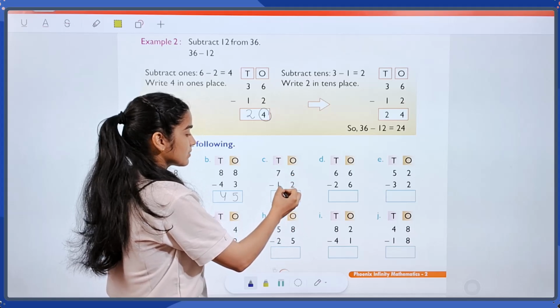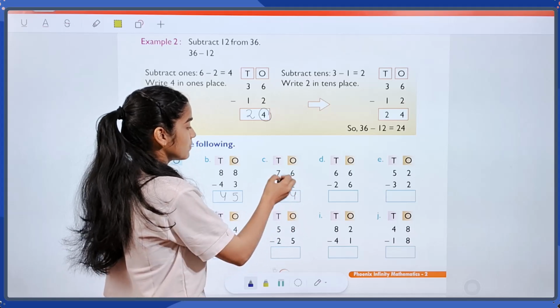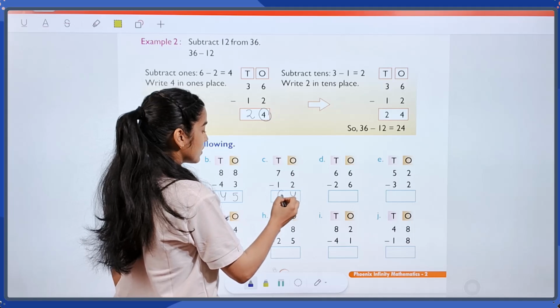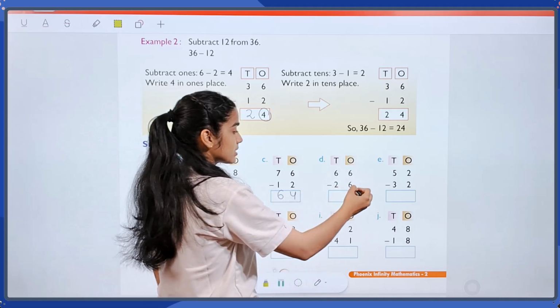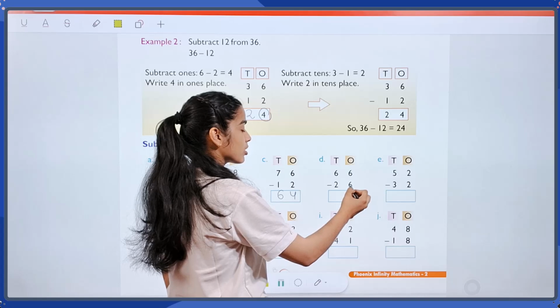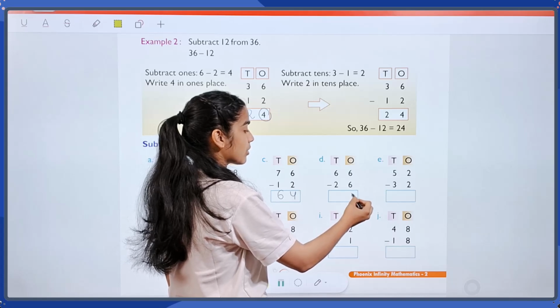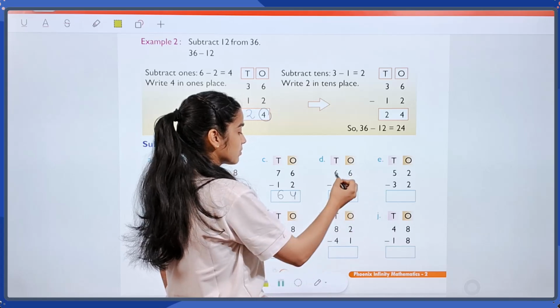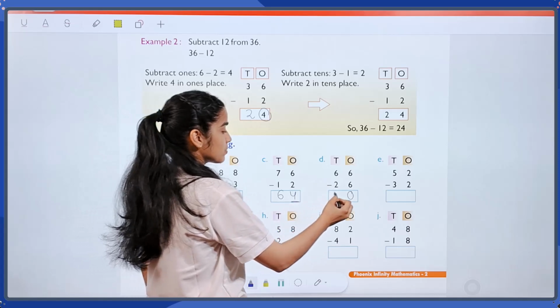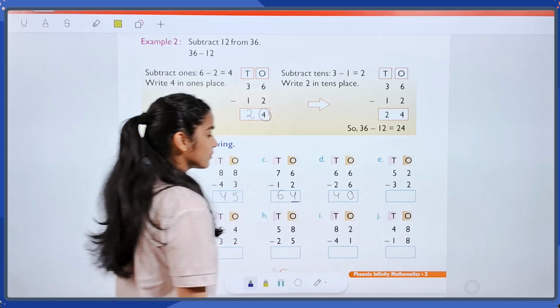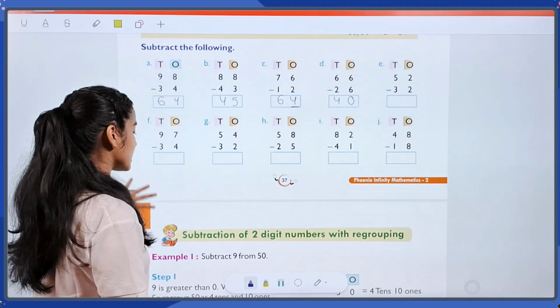Now 7 minus 1 means you have to see what comes before 7. So before 7 we have 6. 6 minus 6, you have 6 chocolates and 6 chocolates are taken by your brother. It means now you have 0 chocolates. 6 minus 2 we are doing here, which means 4. So in the same way you have to solve the rest of the questions as I do.